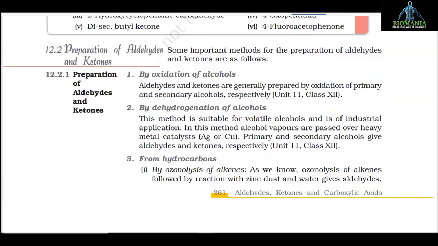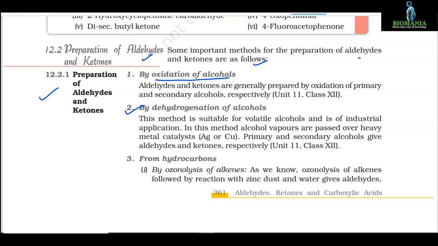12.2 Preparation of aldehydes and ketones. Some important methods for preparation of aldehydes and ketones are as follows. 12.2.1 Preparation of aldehydes and ketones. Number 1. By oxidation of alcohols. Aldehydes and ketones are generally prepared by oxidation of primary and secondary alcohols respectively. Number 2. By dehydrogenation of alcohols.